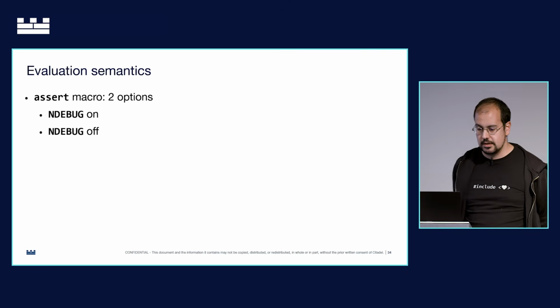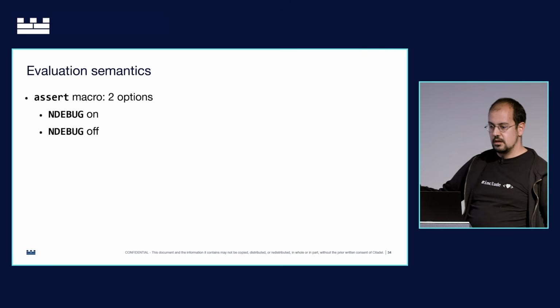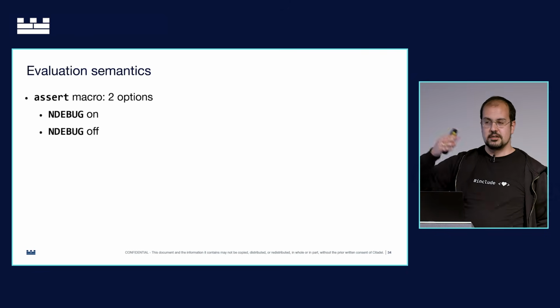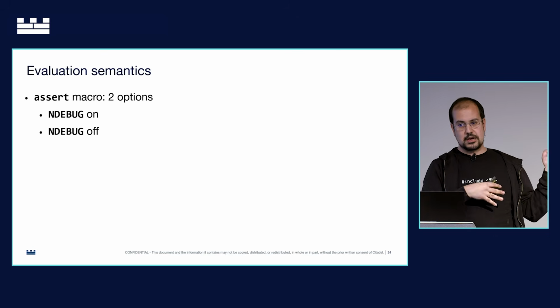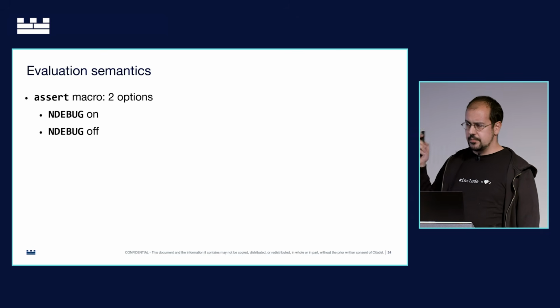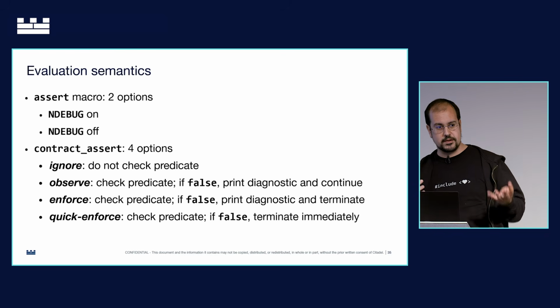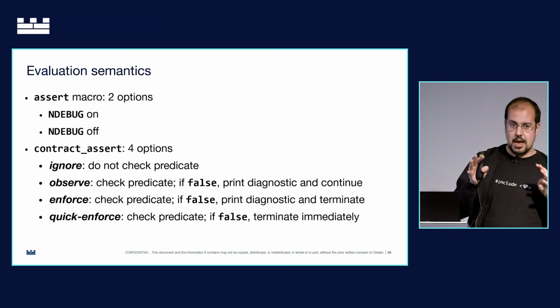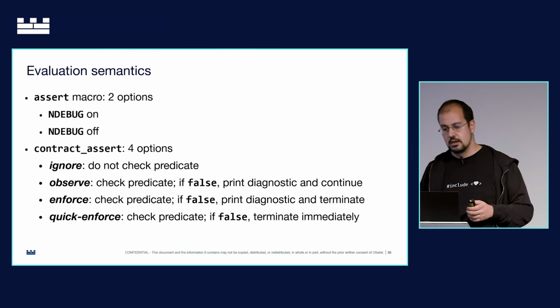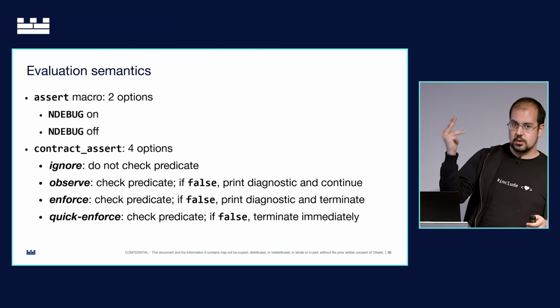The good old cassert has two such evaluation semantics, right? NDEBUG on or NDEBUG off. And so it's either on or the whole thing is just macroed out by the preprocessor. In C++26, for contract assertions, we actually have four options now, so it's more flexible. And each one of those options maps to a relevant use case. So you've got ignore, observe, enforce, and quick-enforce.